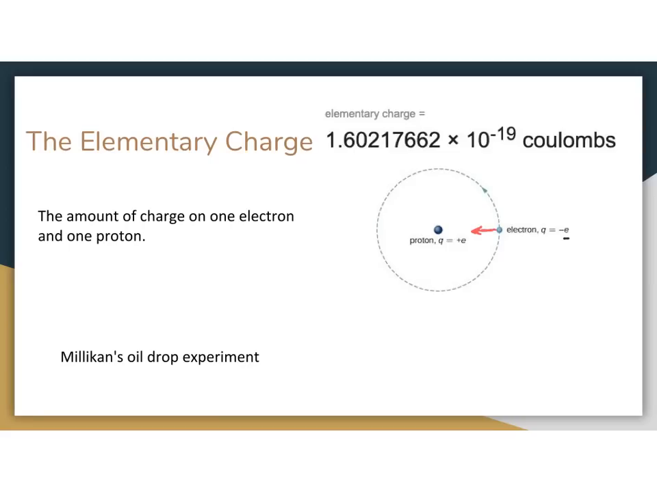Now, how do they work out how much charge an electron had? It's a great piece of science and a really cool experiment. I suggest that you pause the video now, go and research Millikan's oil drop experiment. Spend 5 to 10 minutes understanding how Millikan worked out the actual charge of an electron. It's really good science and will give you a deeper understanding of where this elementary charge came from.